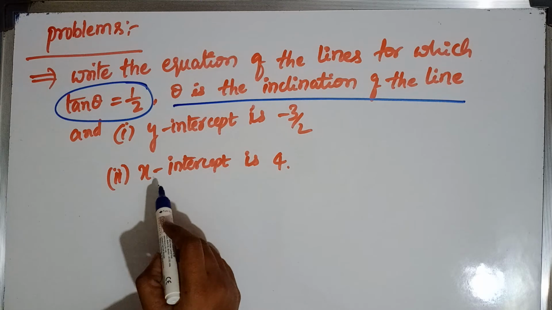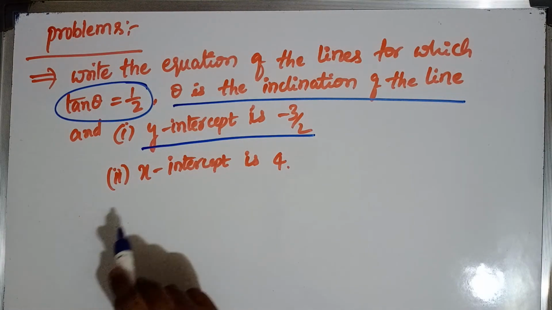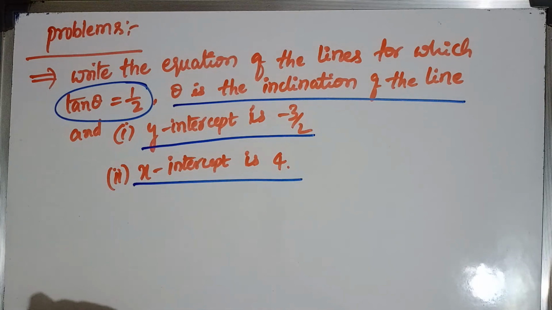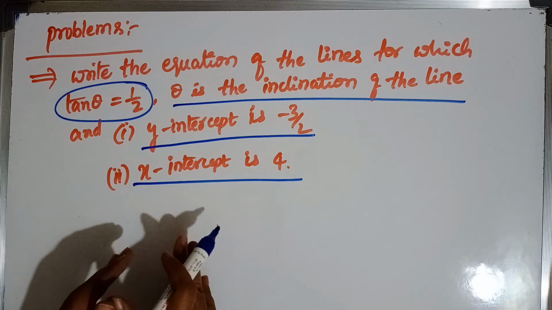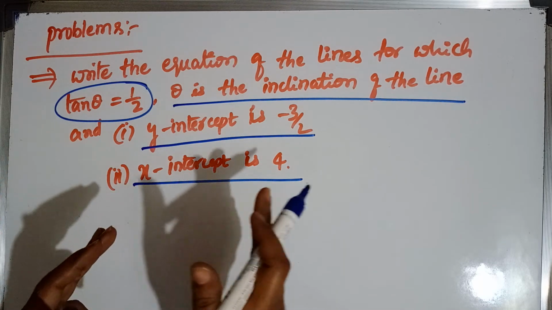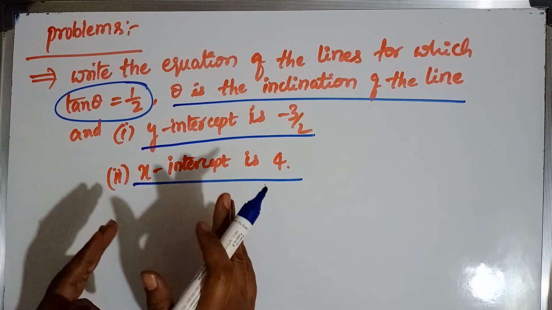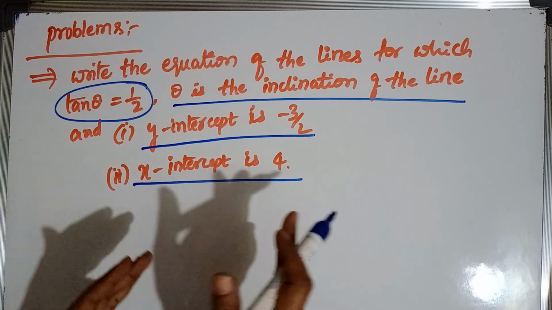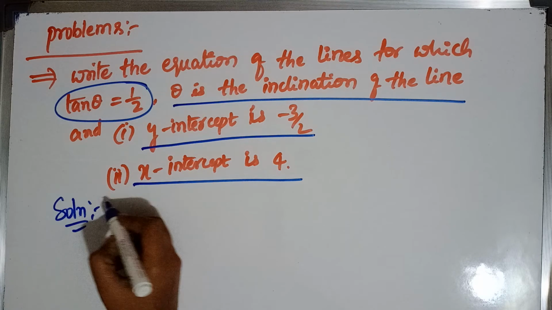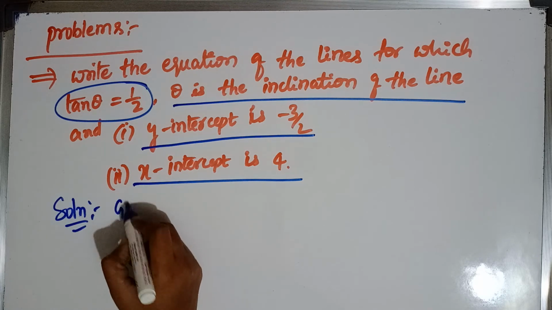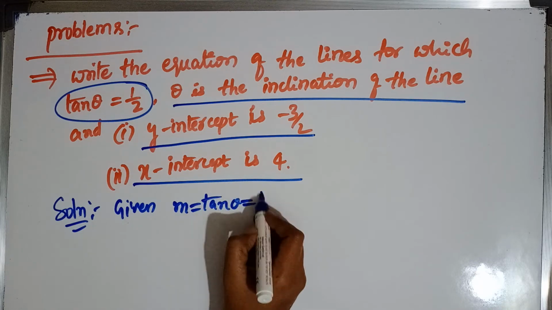Okay, so here in the first case the y-intercept is minus 3 by 2, and again in the next case we are given with the x-intercept. See, in both the cases we need to find out the equation of the straight line. Here the slope is given and y-intercept is given and x-intercept is given. We know the equation of straight line in both the cases. So first of all write down what is given. Solution: given slope of the line m is equal to tan theta, which is nothing but 1 by 2.